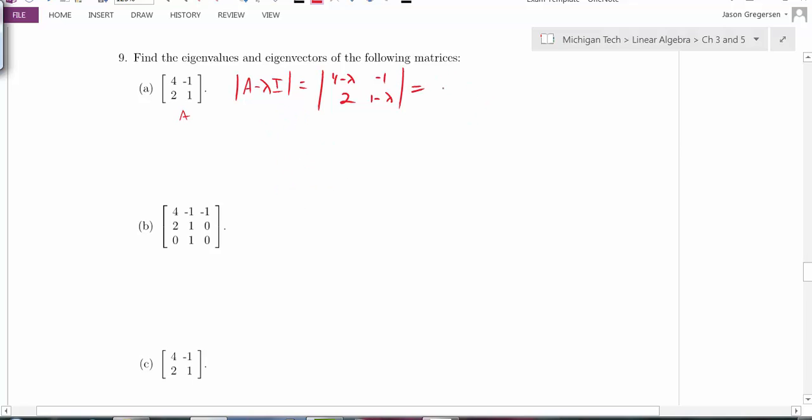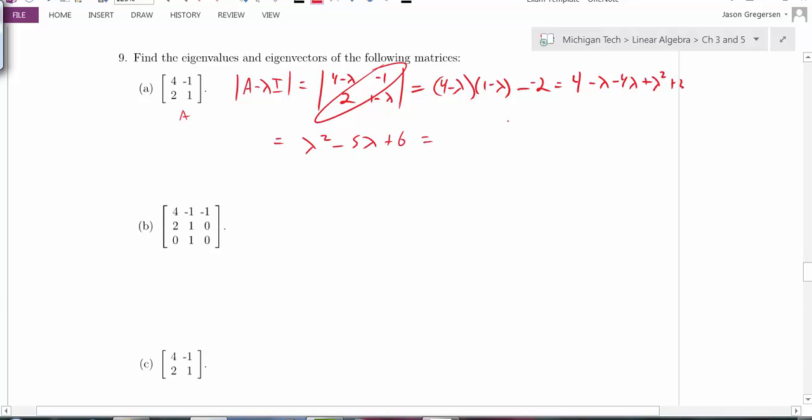So now I do this determinant. I take the product 4 minus lambda times 1 minus lambda, minus this other product, so minus a negative 2. And then I expand everything to get 4 minus lambda minus 4 lambda plus lambda squared plus 2. This should be equal to lambda squared minus 5 lambda plus 6. And this actually factors into lambda minus 3 and lambda minus 2.